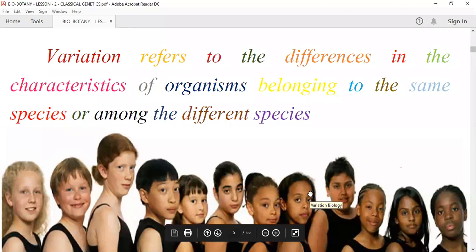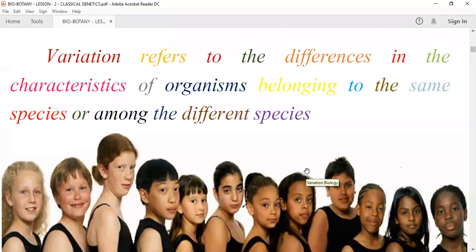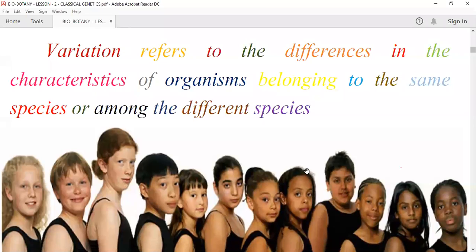Okay. Next, let us see about variation. The definition of variation is that variation refers to the differences in the characteristics of organisms belonging to the same species or among different species. Here you can see a group of girls, but all their faces are different because they are showing variation in their faces. So these are all female, but their faces are different. In the same way, it may be among the same species or among different species.